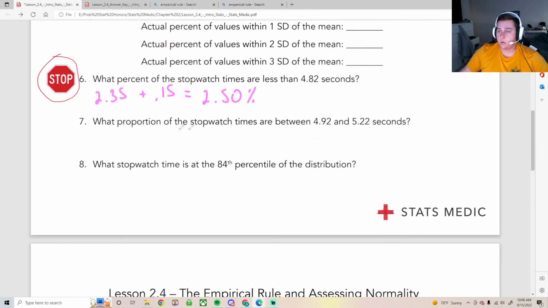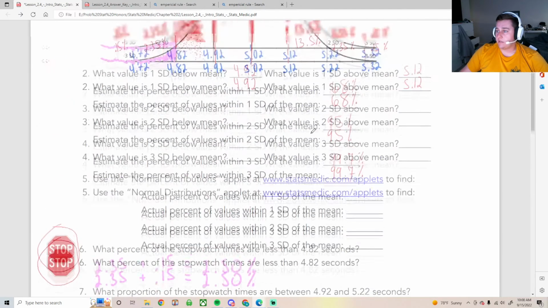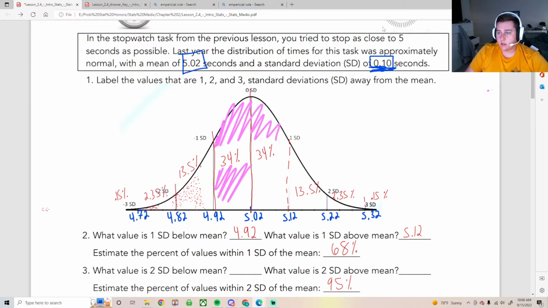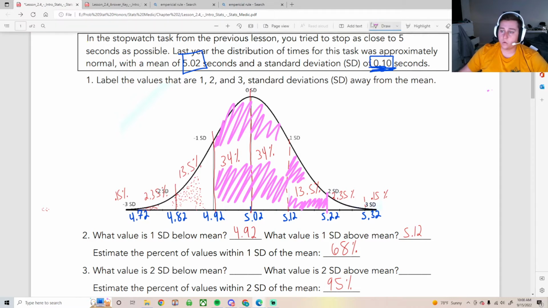Same thing for 7. What proportion of the stopwatch times are between 4.92 and 5.22? So we can do the same exact thing. We can go 4.92 to 5.22, and we're going to take this area. This is what we care about. These slices. It includes this piece, that slice, and it stops right here. So those are the parts that we care about. So all you do is just add up those chunks.